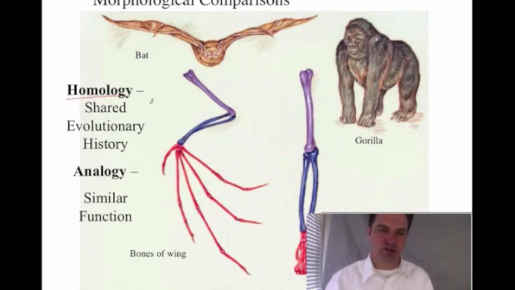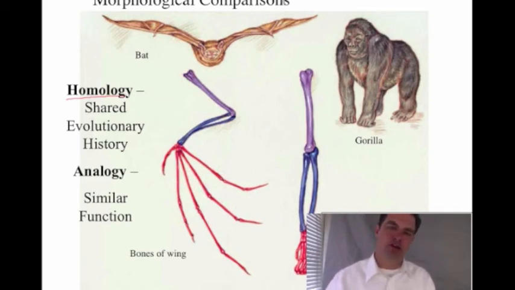Homology simply means we're looking at two things that have a shared evolutionary history. So the idea, for example, of a gorilla and a bat: you have two very different looking organisms here, but both of them are mammals. They have hair, they feed their young, they give live birth, for example. And if you look at the forearm of a gorilla and that of a bat, they look quite different. But if you look at their bones, you find a lot of similarities.